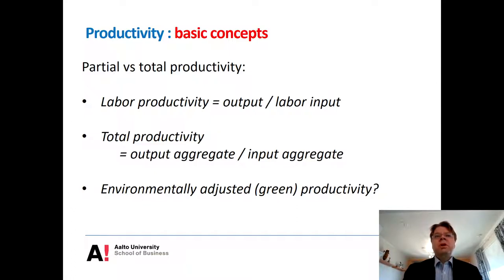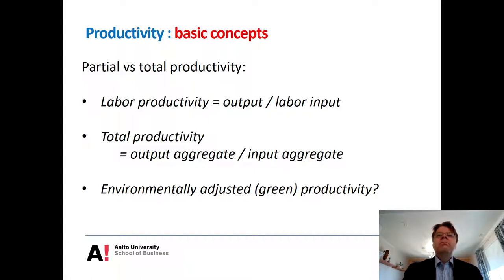Of course, partial productivity measures such as labor productivity would ignore other factors of production and other inputs, including, of course, capital and intermediate inputs. So a little bit more challenging task to measure productivity is to use a total productivity measure, which is understood as a ratio of total output to total input.